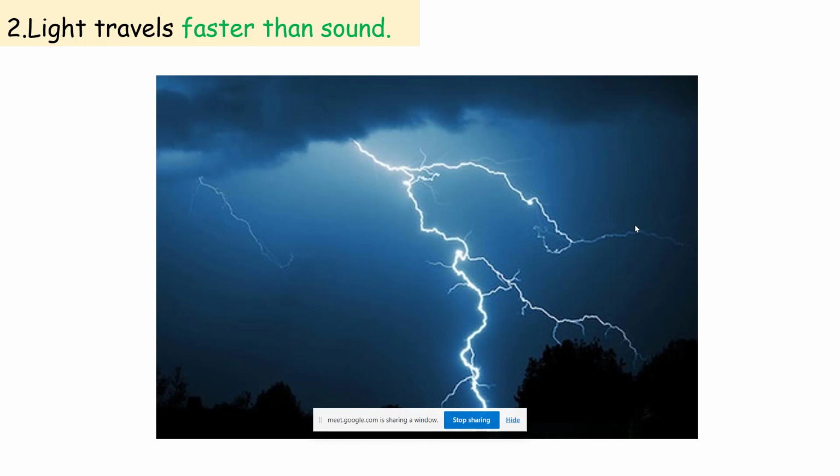Next one, light travels farther than sound. Did you remember when you see the thunder? You can see the thunder first, and after that, you will hear it. So you see thunder first before you hear it. Do you understand?